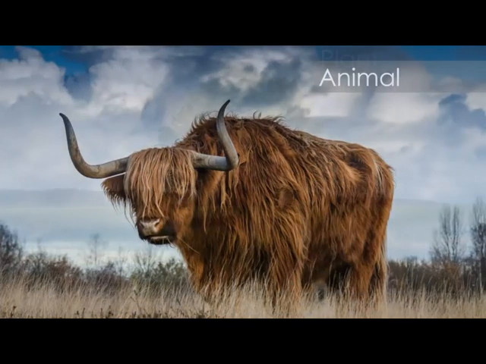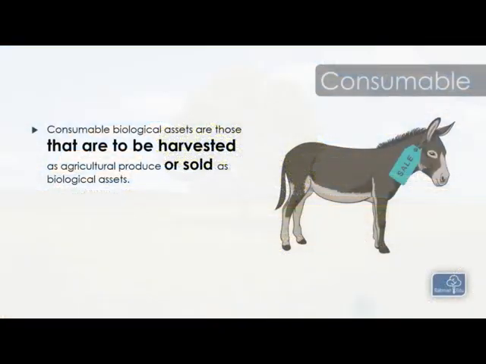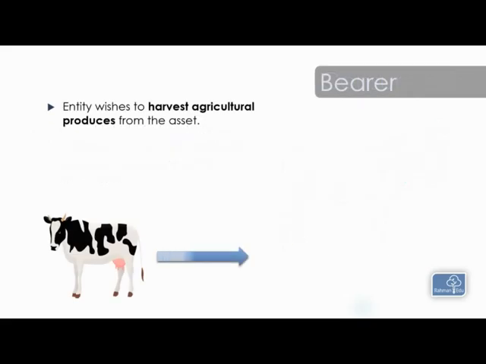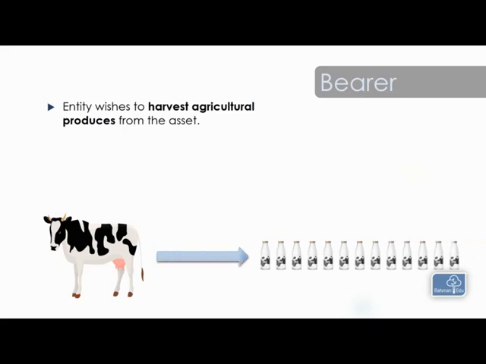Then we have plants. We have consumables that are to be harvested as agricultural produce or sold as biological assets. Then we have bearer. Here, the entity doesn't wish to harvest the biological asset, rather the entity wishes to harvest agricultural produce out of this biological asset. Means the company is not going to end the life of this cow and is not going to take the meat of this cow, skin of this cow. Rather, the company will take milk out of this biological asset. And then this biological asset can be considered as a bearer biological asset.